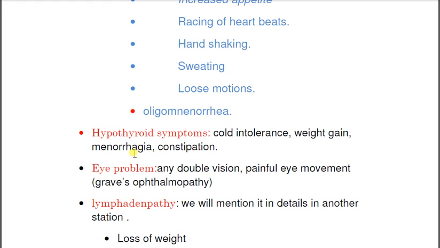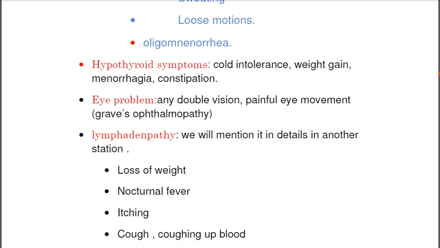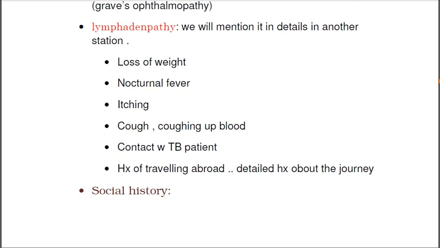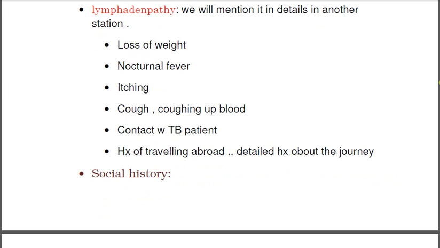What about your periods? Eye signs or eye symptoms, sorry. Any double vision, any painful eye movement, any eye redness for Graves' ophthalmopathy. No need to ask about lymphadenopathy symptoms, as we said before, if the case is clear in front of you as a case of Graves' ophthalmopathy.